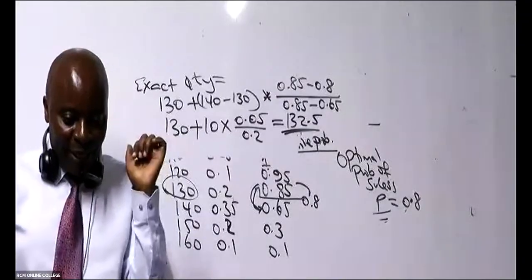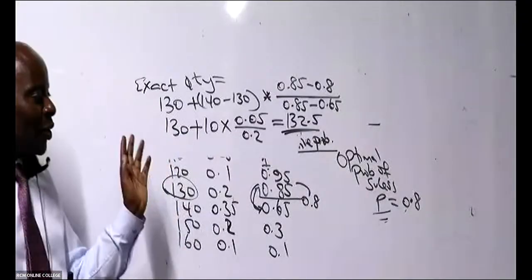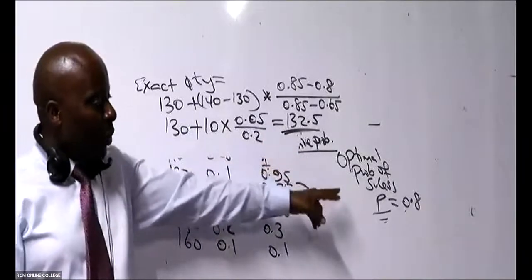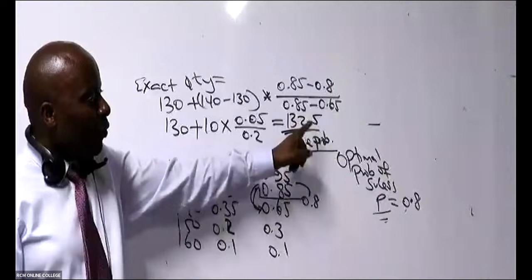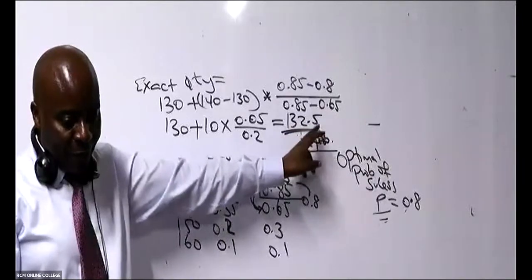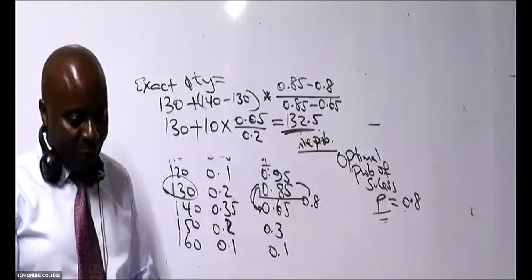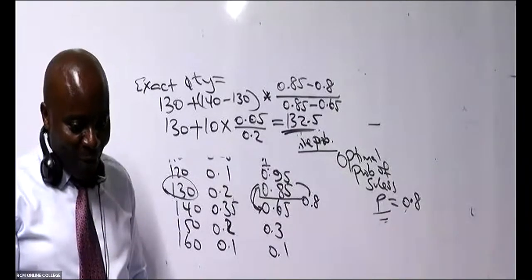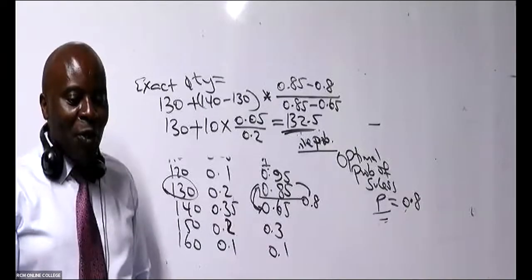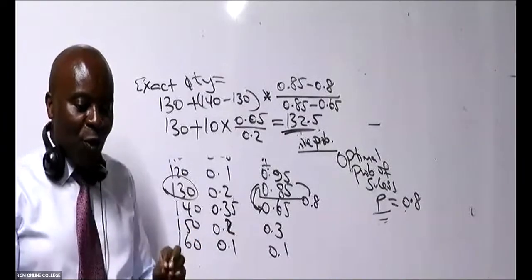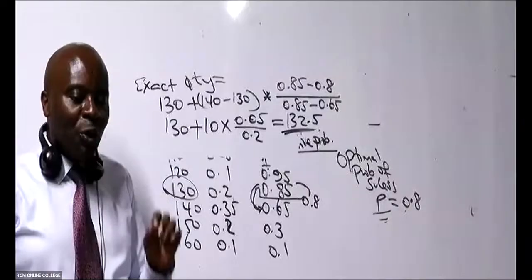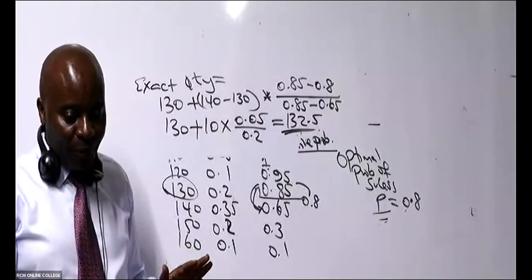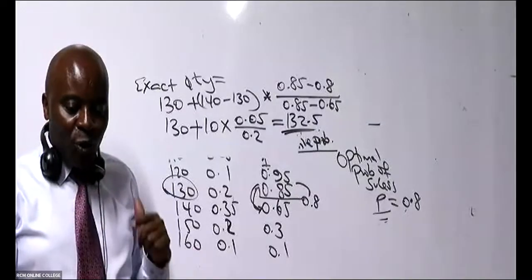Allow me to repeat something here. But first of all, before I show how we got this probability of success, have we been able to get this figure of 132.5? They want me to repeat, fine. If it's continuous, then you should be able to get up to the decimals. Don't round off to 133, no.